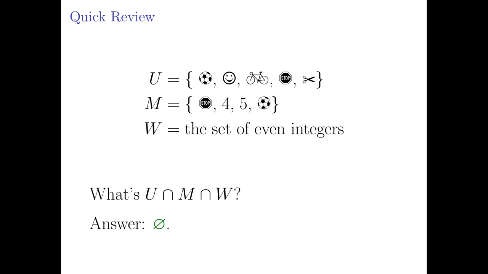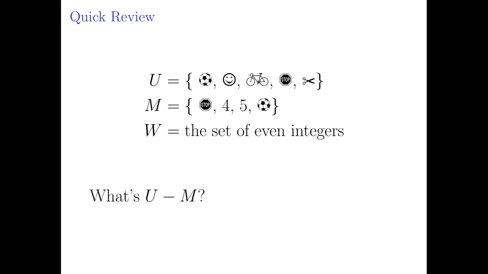We get the empty set because there isn't anything that all three have in common. What if we have U minus M? That's going to give us all the elements of U except the ones that are in M. The 4 and 5 don't really enter into it, but the stop sign and the soccer ball get subtracted off.